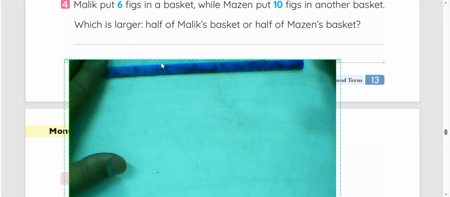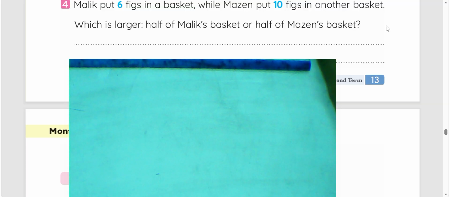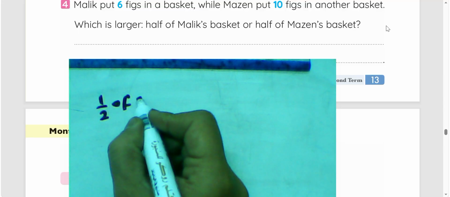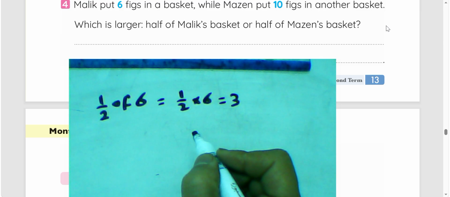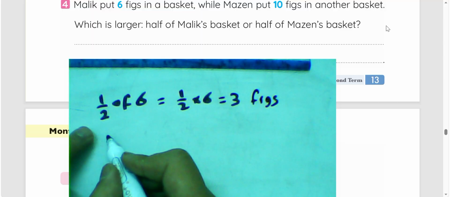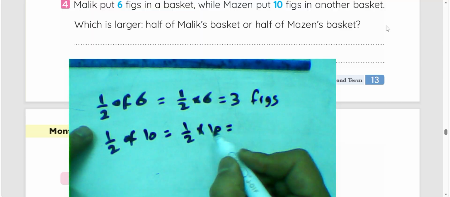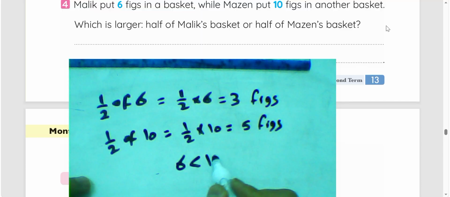Malik put 6 figs in a basket, while Mazin put 10 figs in another basket. Which is larger, half of Malik's basket or half of Mazin's basket? We can write half of 6. Half of 6 equals half product by 6. 6 divided by 2 equals 3. Then half of 6 figs will be 3 figs. And what about half of 10? 10 divided by 2 is 5. Then we know 6 is less than 10, so half of 6 is less than half of 10.